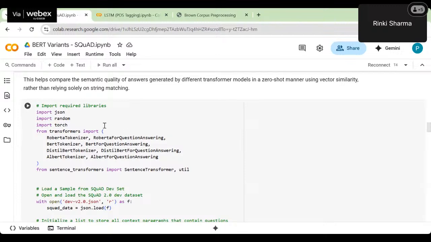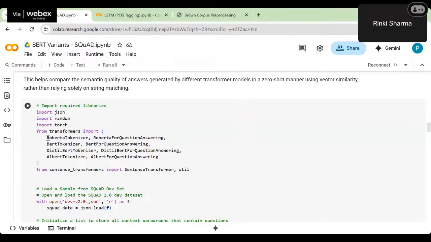Here we import our required libraries: json, random, torch. From the transformers library, we directly import the models, RobertaTokenizer and RobertaForQuestionAnswering. One additional thing to consider here is that we are skipping the training part, as training BERT-based models, BERT variants or transformer-based models, is computationally too heavy. Our system is not compatible with training these models, so we just use pre-trained models to do the question answering processing in this code.